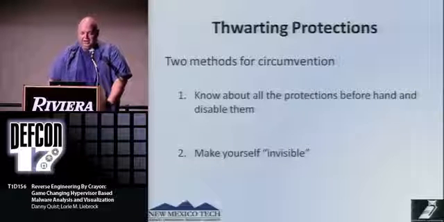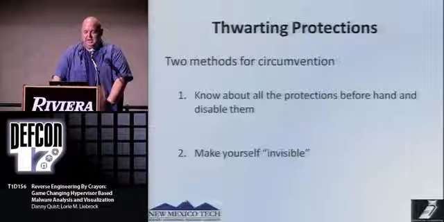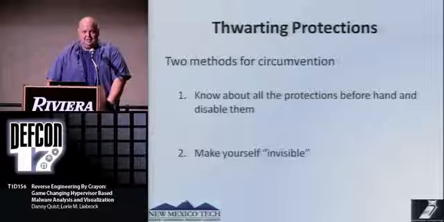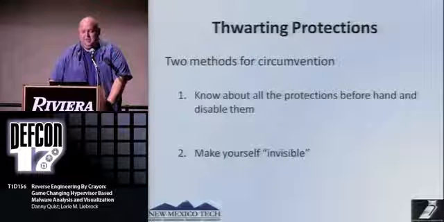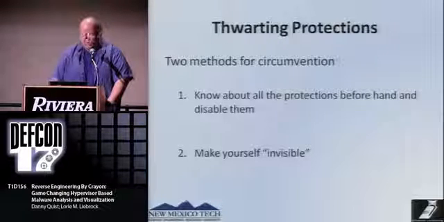Okay, so all this is very annoying for the reverser, and there are basically two methods for circumvention. The first is that you can know about all the possible protections and get into the cat and mouse game of trying to remove those, or you can make yourself invisible. The second one is a lot less work, so being a good grad student, I chose the lazy way.